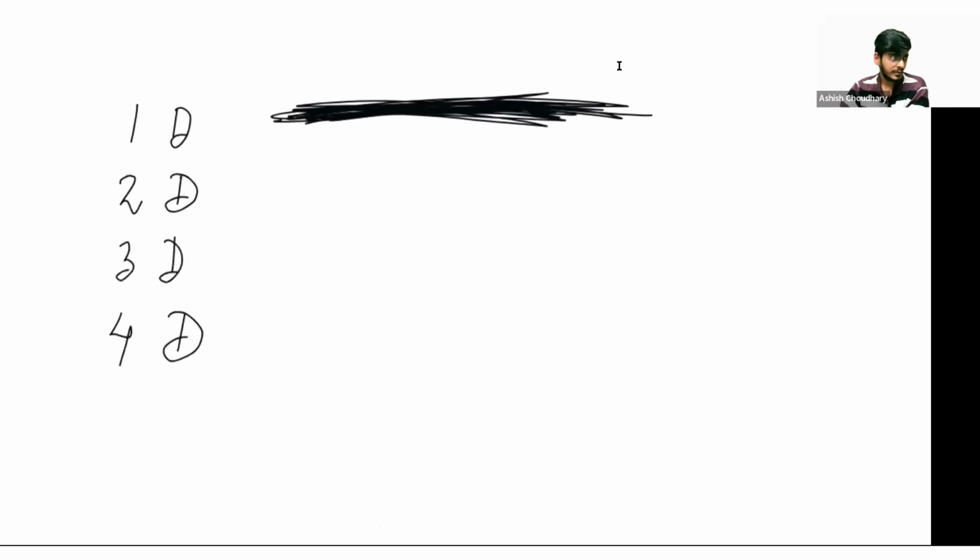you are flying a helicopter or an aeroplane or maybe a submarine. Okay. So that is an example of three-dimensional motion. What is four-dimensional motion?